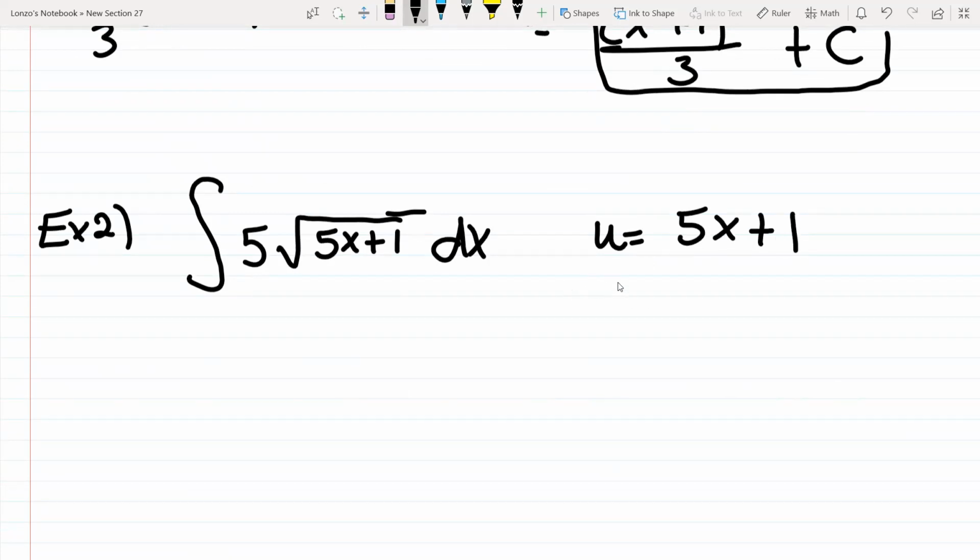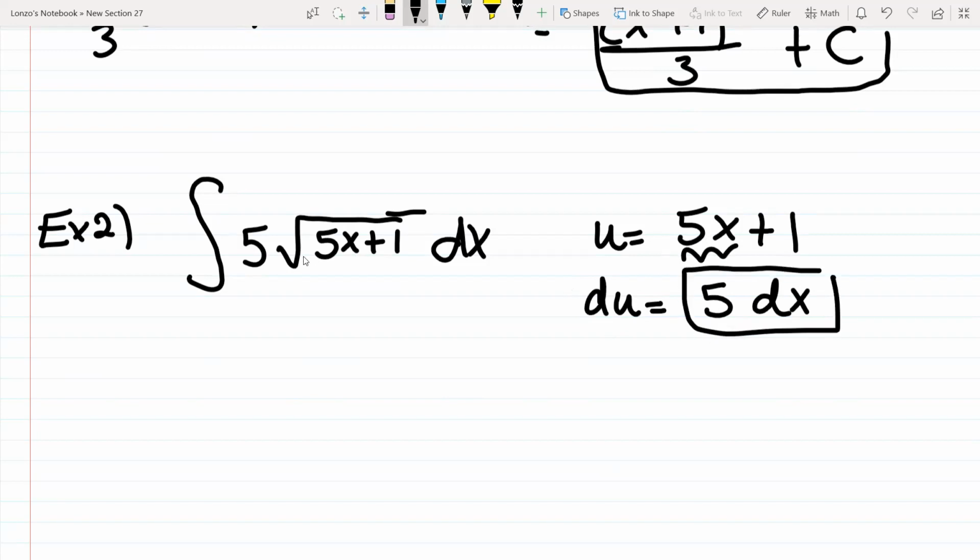Then I'm going to see if this works. So you have du, which is what's the derivative of 5x? 5. What's the derivative of 1? 0. And then don't forget the dx. So this u is perfect because in the equation, do we have a 5 dx in the problem? Yes, we have a 5 here and a dx. So that's why you know that U substitution will work.